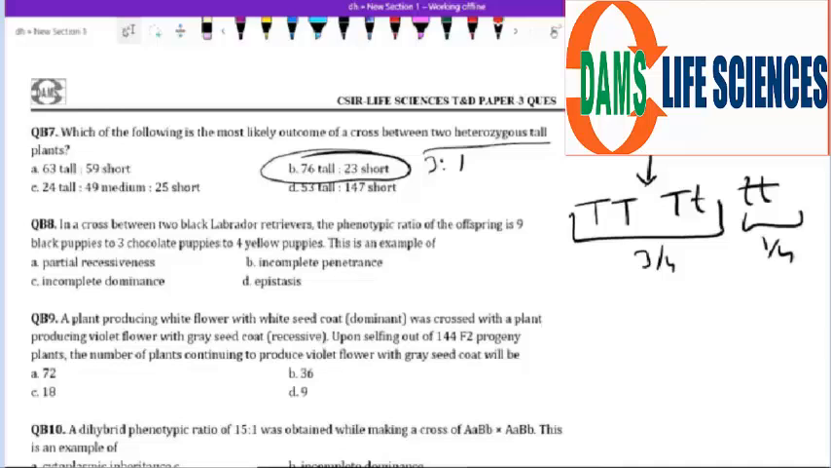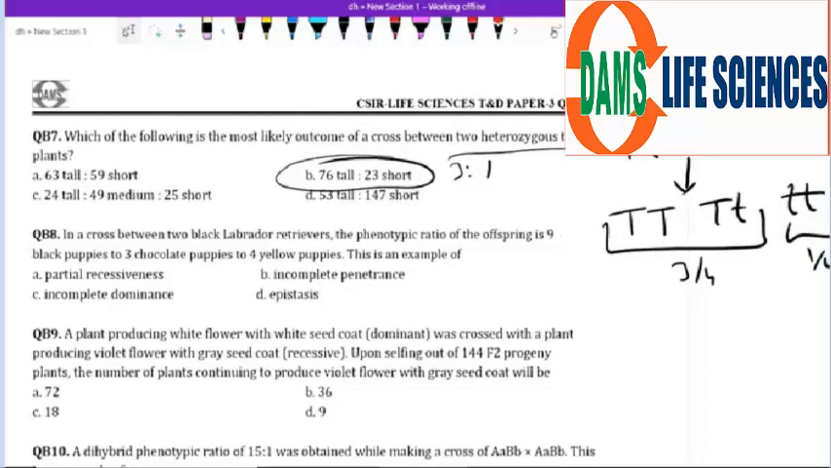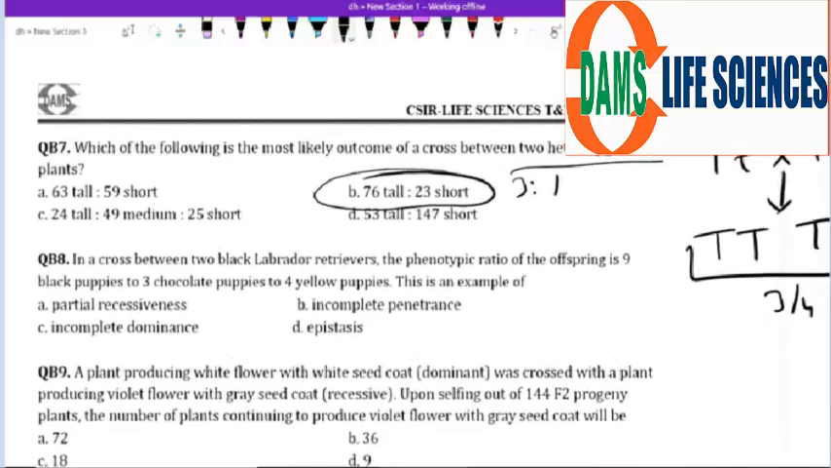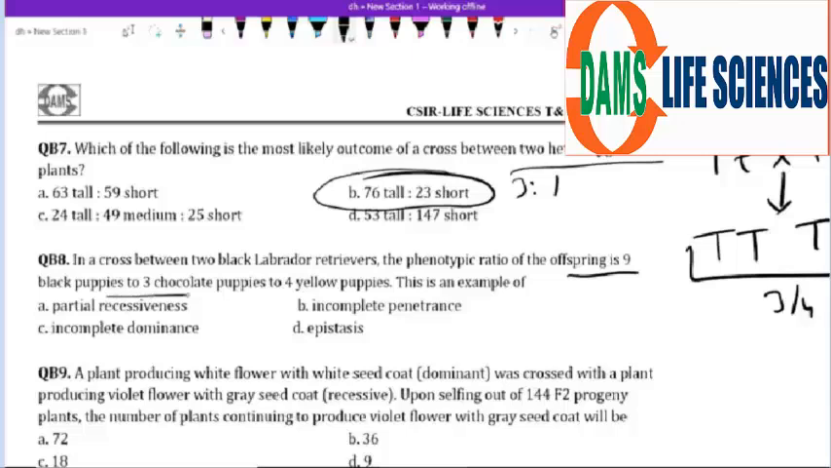Question number 8 says, in a cross between two black Labrador retrievers, the phenotypic ratio of the offspring is 9 black puppies, 3 chocolate puppies, and 4 yellow puppies. In these questions I have purposely kept the ratios very evident from the question itself, but sometimes you may get questions where these numbers won't be directly 9, 3 or 4. You have to deduce this ratio. For example, in our question number 7, we were seeing 76 tall and 23 short. It was not straightforward 3:1. They are near to 3:1. But in this question 8, we have directly been given the ratio 9:3:4.